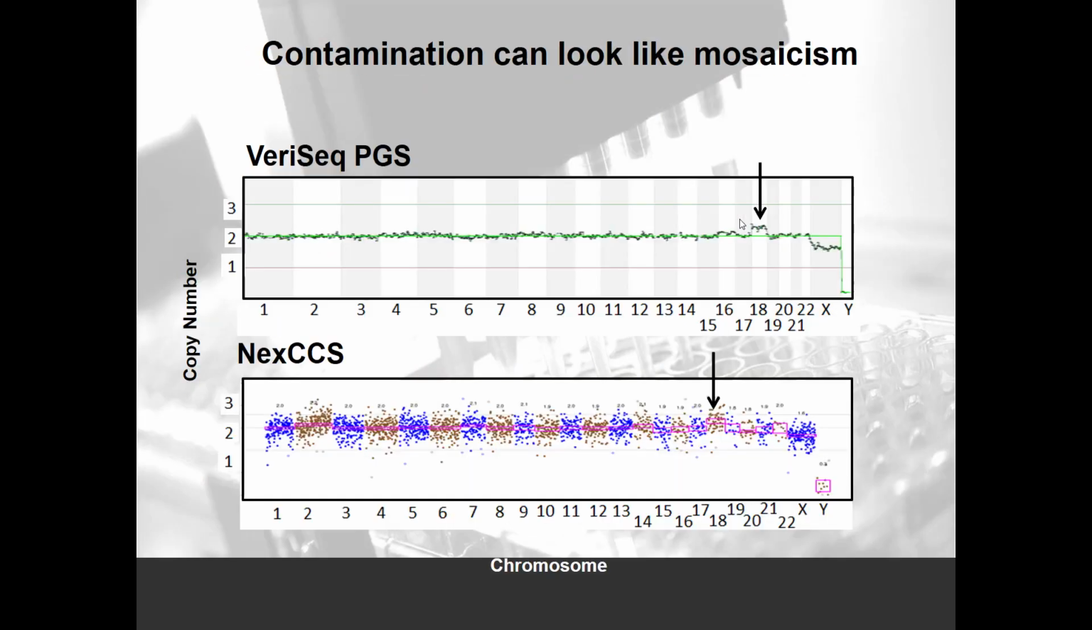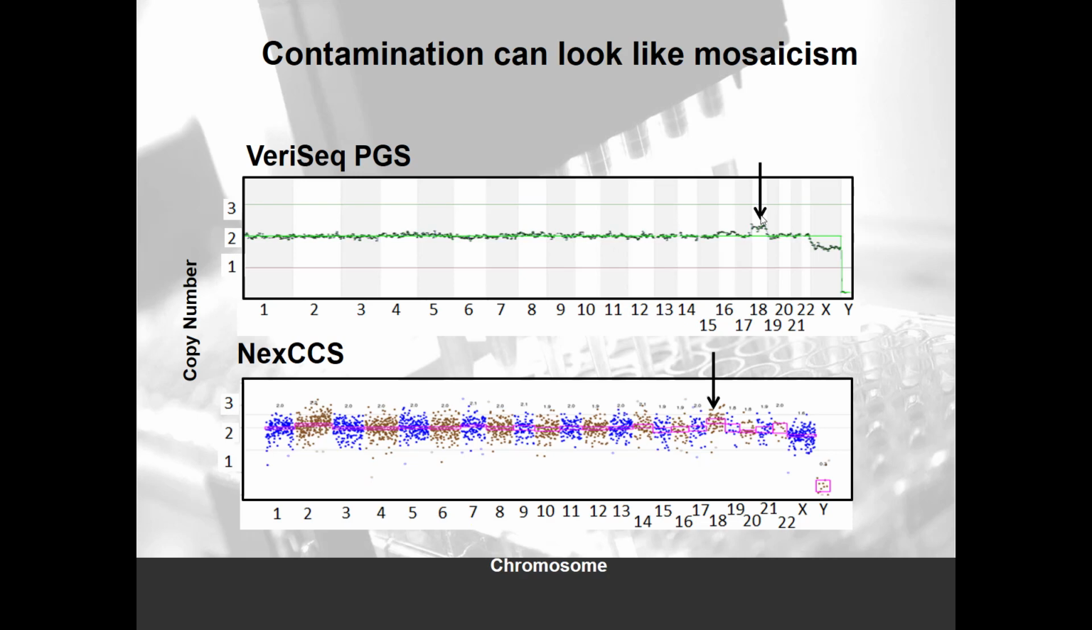So as I mentioned, the main way in which mosaicism is predicted currently is through evaluation of what we call log2 ratios, and intermediate values might be considered mosaicism. This is an example of a result obtained using VeriSeq PGS, and you can see the copy number assignment either 1, 2, or 3 across all 24 chromosomes. And this arrow indicates a particular chromosome that doesn't actually reach the threshold for diagnosing a uniform aneuploidy, but might be considered a mosaic result.